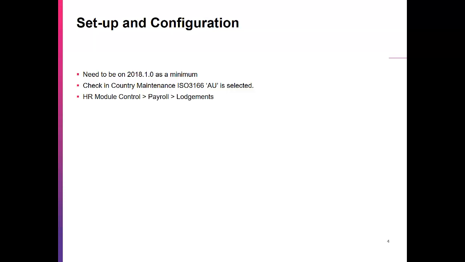Next, I would like to talk through the setup and configuration within Greentree itself. Several things to cover. Again, just a reminder, you need to be on the 2018.1.0 release as a minimum. We need to check in the country maintenance that the ISO 3166 has been selected correctly. We'll go through the HR module control payments lodgements tab, employees, transaction types, and I'll touch on tax agents and what's involved for the setup for that.